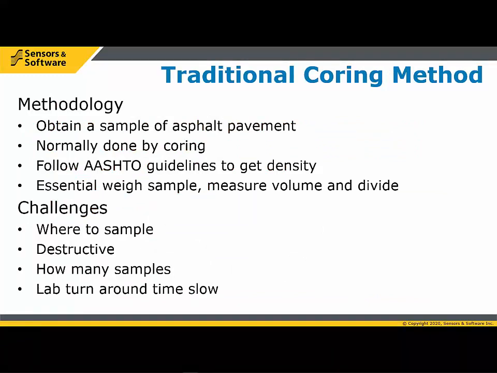So what's the normal way that this has been done? Well, normally the go-to approach is using a core. Essentially, you take a core and measure its density and come up with an assessment. If you have enough cores, you can look at the variability along the roadway. One of the big challenges here, however, is where to sample, and the method is destructive.